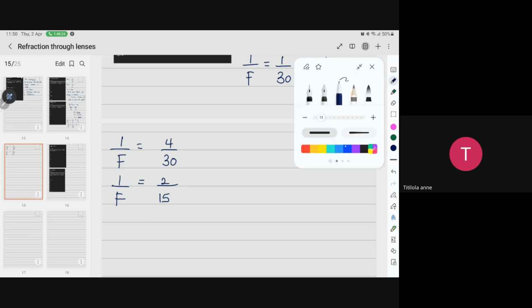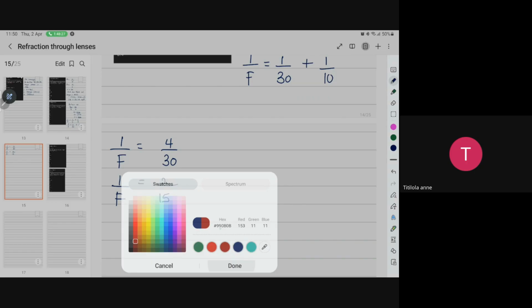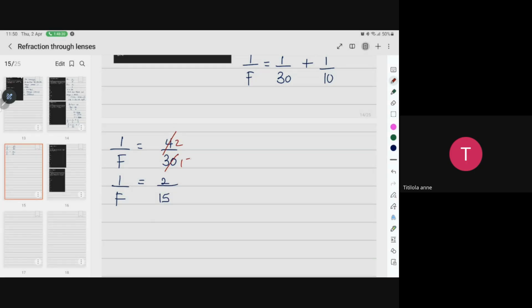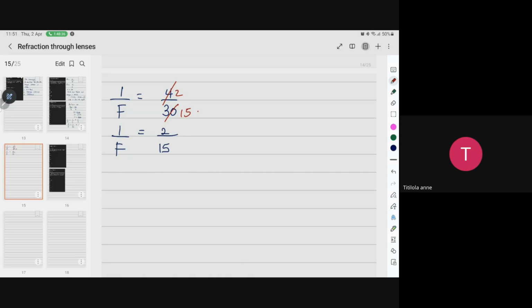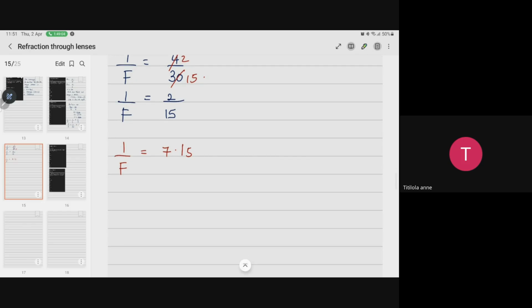If we divide it with our calculator, we'll get 7.15. So 1 over f is equal to 7.15. All right. Then what's the next thing? Thank you so much, that's all. No, I disagree with you, that's not all. Sorry.